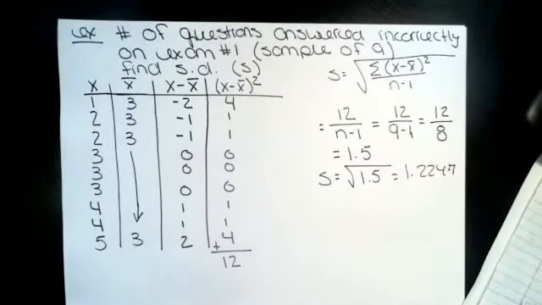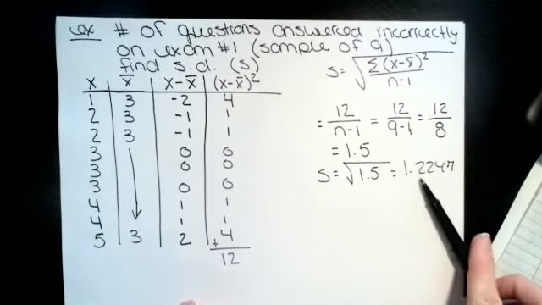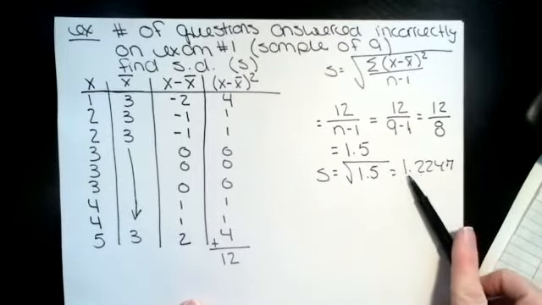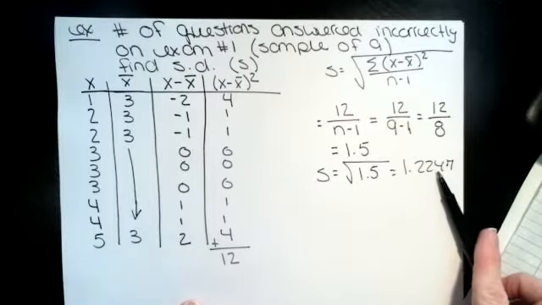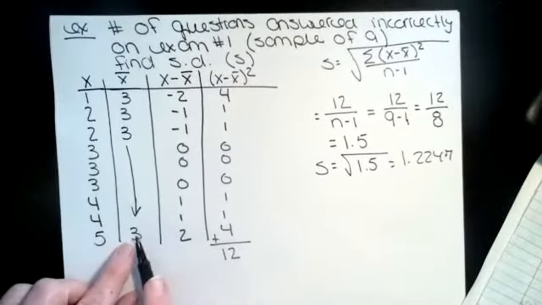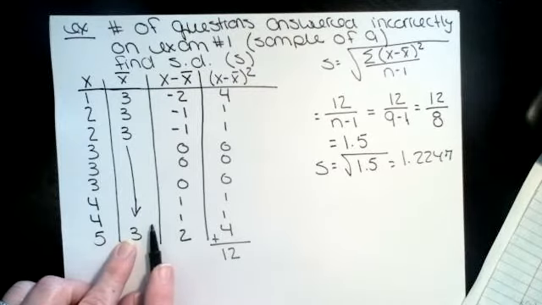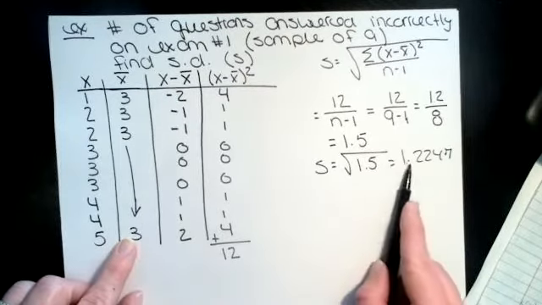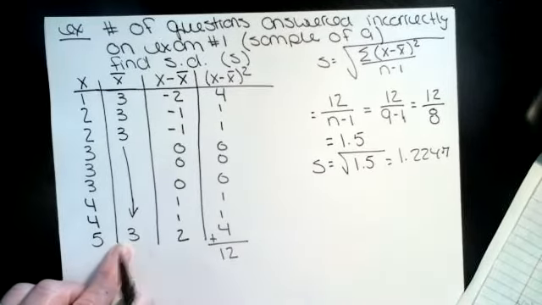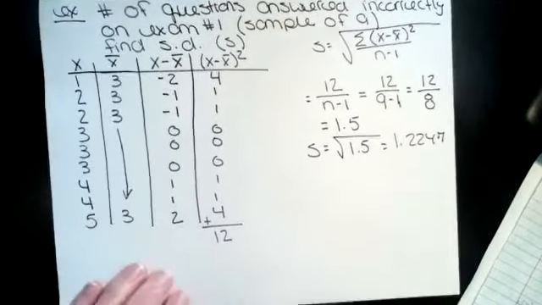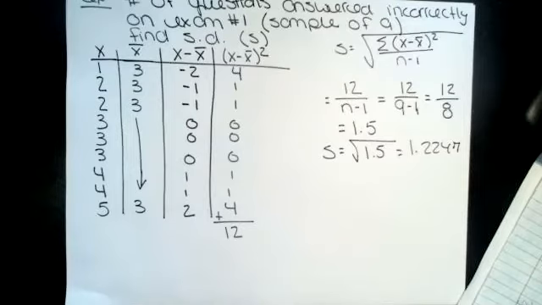So what this is saying is that the average distance from the mean is 1.2247. So what I'm saying here is that the mean number of questions answered incorrectly for this sample is 3 questions, right? So the average number of questions answered incorrectly is 1.22 standard deviations from 3, okay? And that's what that means. So it gives me a measure of spread.